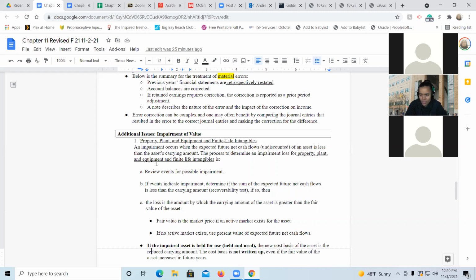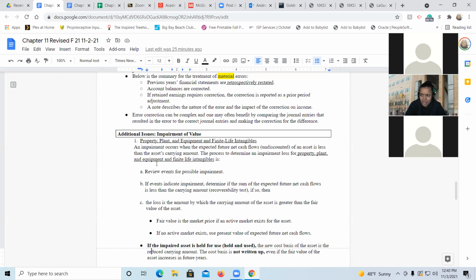So obviously GAAP doesn't allow you to just say, oh well, that's too bad, I'll just keep depreciating it at the rate that I was before. You actually have to stop and ask how much cash do I think I'll be able to get from this machine over the rest of its useful life, versus the book value, cost minus accumulated depreciation, that I'm carrying it at the moment.